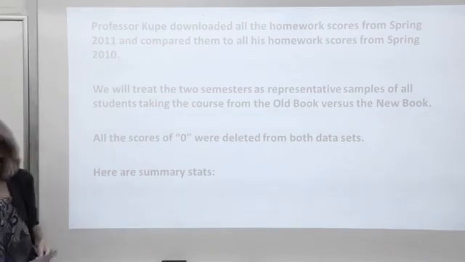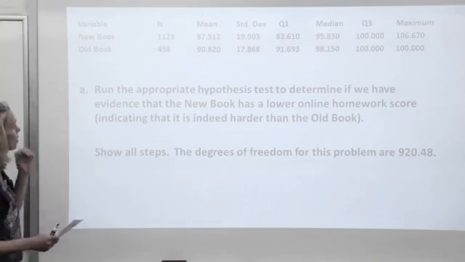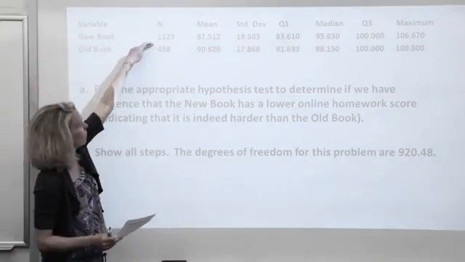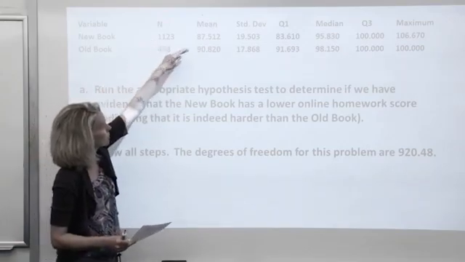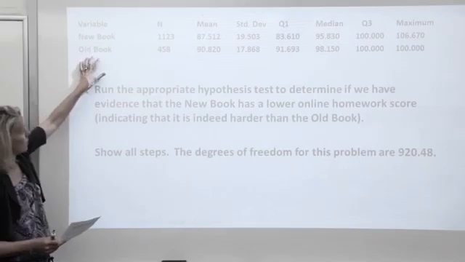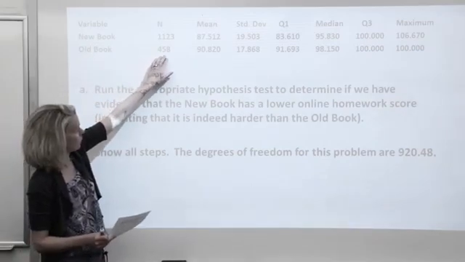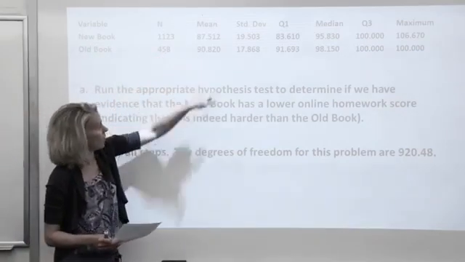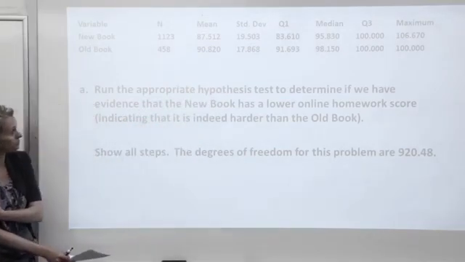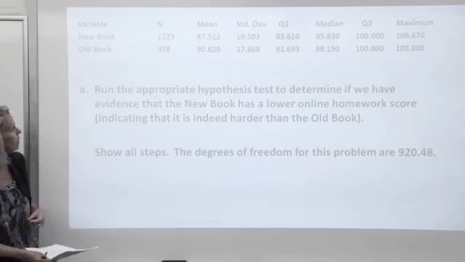And we have summary stats. And so here they are. You have these in your book. For the new book, we looked at 1,123 scores where the average was 87.512, whereas in the old book we looked at 458 student scores and the average was 90.82. And you see standard deviations and other values given there as well.